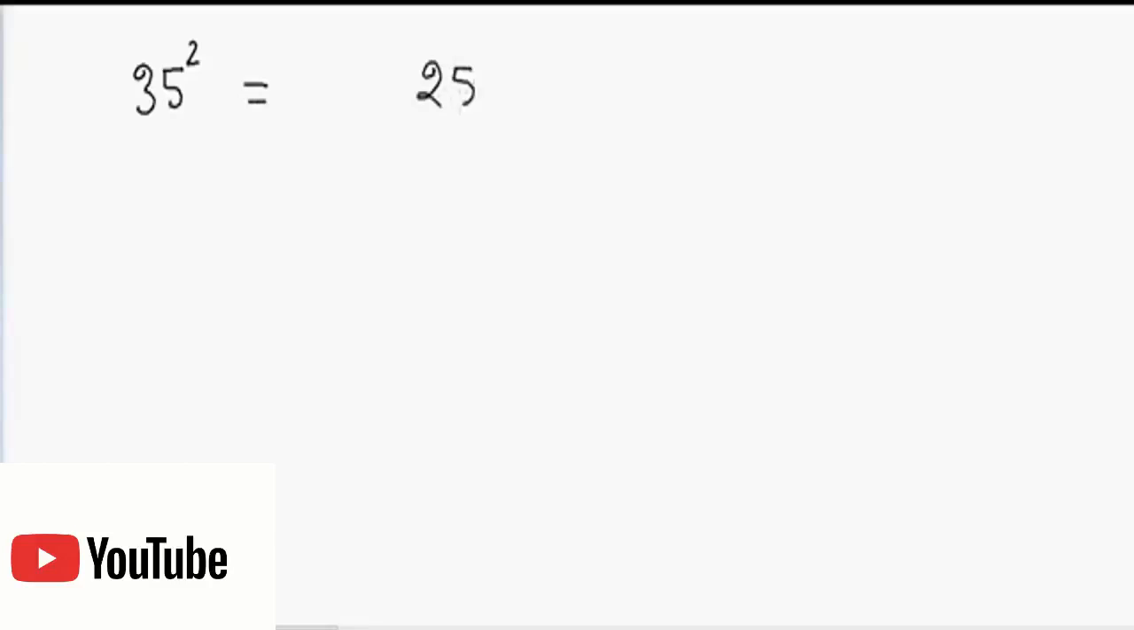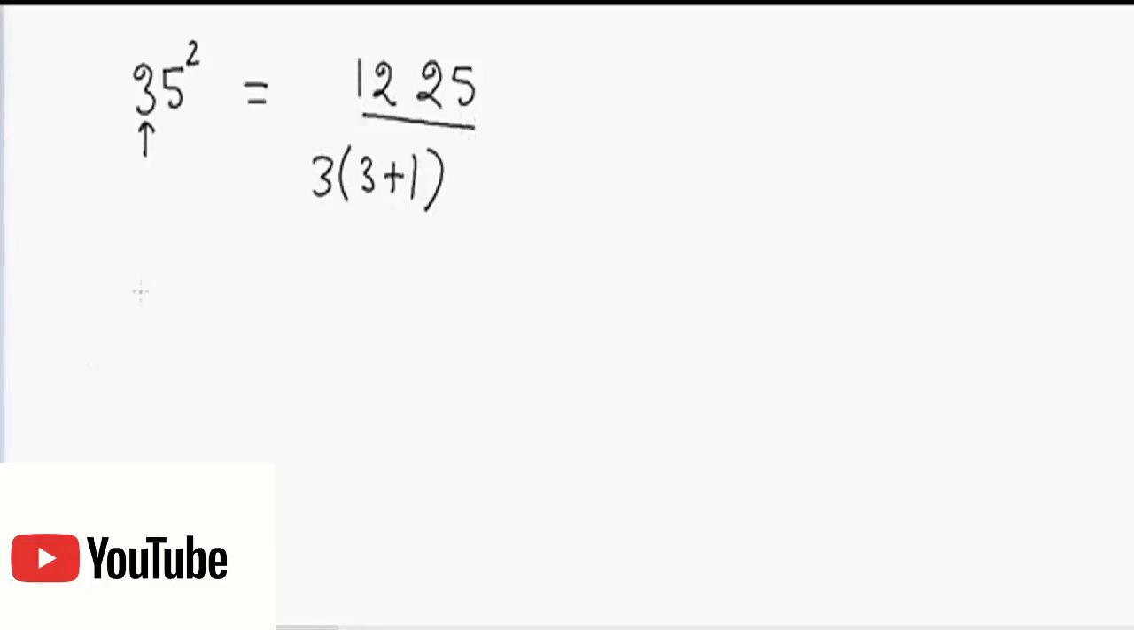In that case, what I have to do is write 25 at the end, and then take 3, which is the first digit, and multiply it with its increment. So 3 plus 1 is 4, and 4 into 3 is 12. So the answer is 1225.